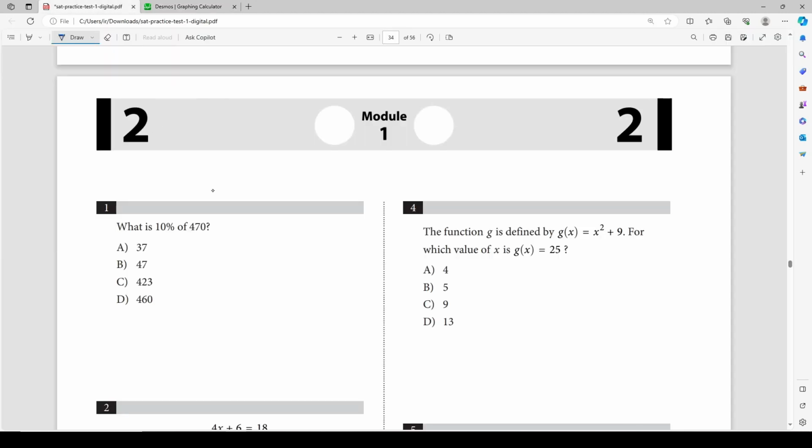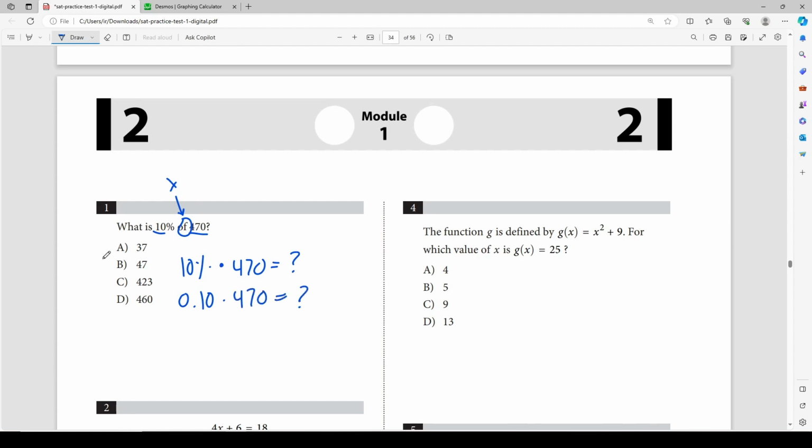Let's start off with number 1. It says, what is 10% of 470? Whenever you see an "of" in one of these problems, "of" just means multiply, right? So if we translate this to math, what is 10% of 470? This is really asking us 10% times 470 is equal to what, right? So that's just 0.10 times 470 is equal to what?